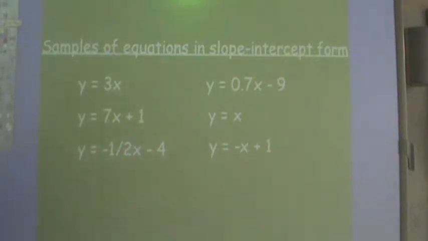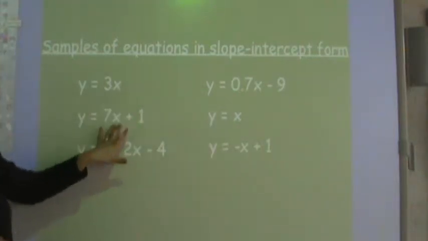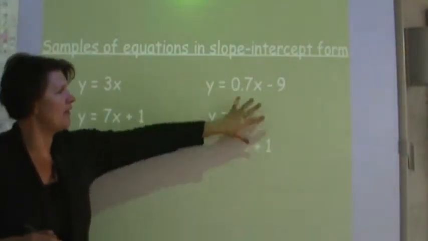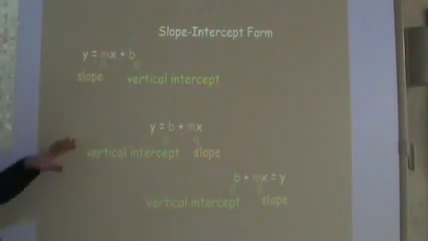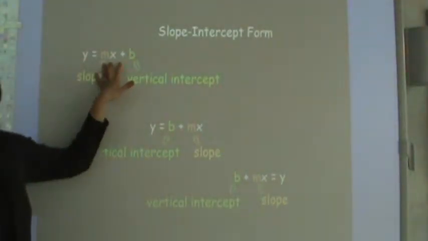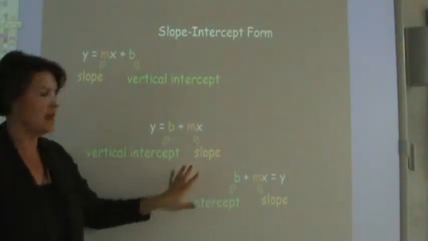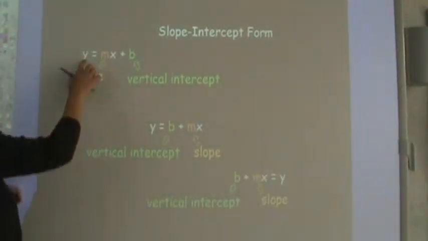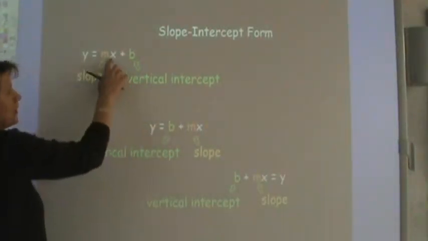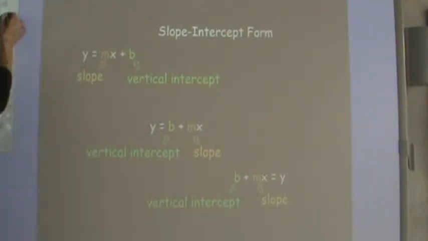Samples of equations in slope-intercept form. Okay, so basically they're all y equals, right? And then we have an x on the other side, and some have an extra number and some don't. The general form is usually y equals mx plus b, but it could also be y equals b plus mx, or b plus mx equals y. But basically you're looking for the y on one side by itself, and there's going to be a number next to your x, and then a number by itself.